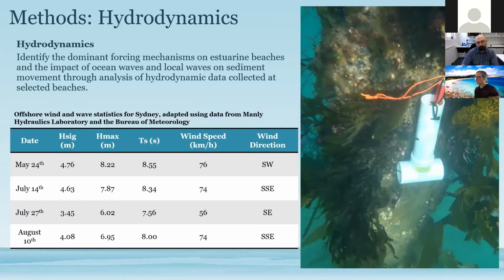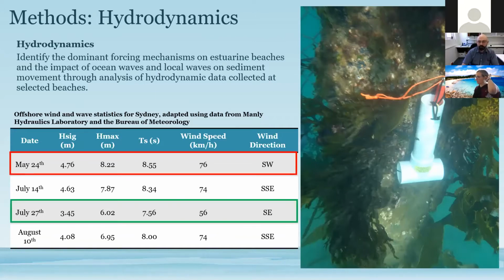These sensors measured both water level and hydrostatic pressure, allowing for the spectral analysis of gravity, infragravity, and locally generated waves. 4 storm events were identified during the study period, 1 in May, 2 in June, and 1 in August. The storm in May had the highest intensity, while the storm on the 27th of July was the least intense.